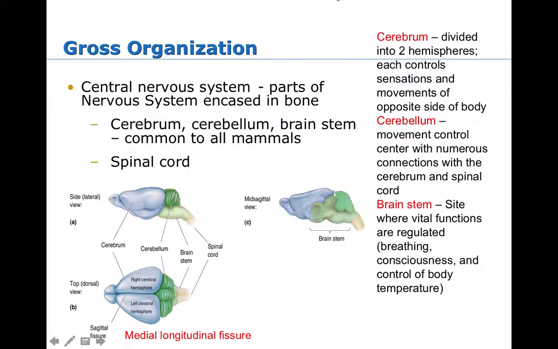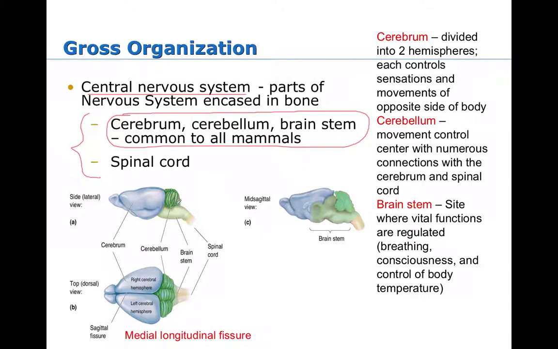So the overall organization of the nervous system: the central nervous system is the parts of the nervous system that are encased in bone. You have the skull and the bony vertebral column. The cerebrum, cerebellum, and brainstem are common to all mammals. However, it's the complexity, particularly of the cerebrum, that really gives humans their advanced capabilities. So the central nervous system is made up of the brain and spinal cord. So cerebrum, cerebellum, brainstem, this is the brain, right?